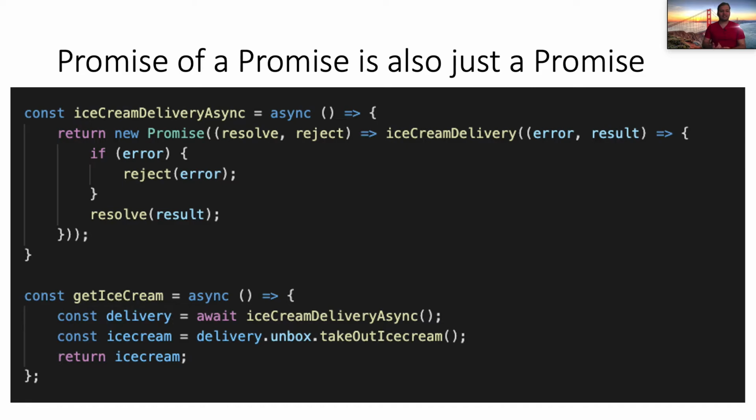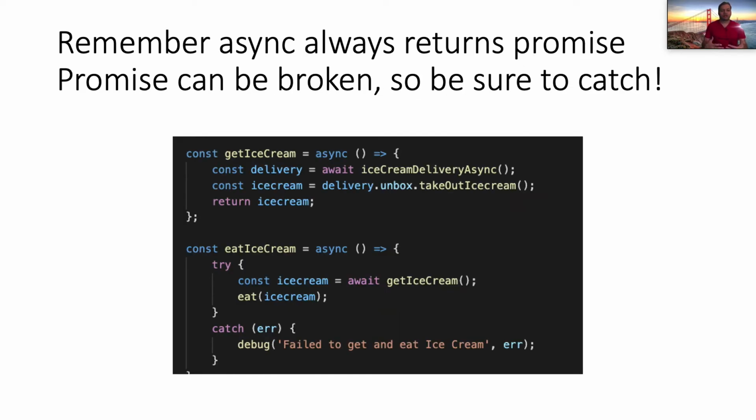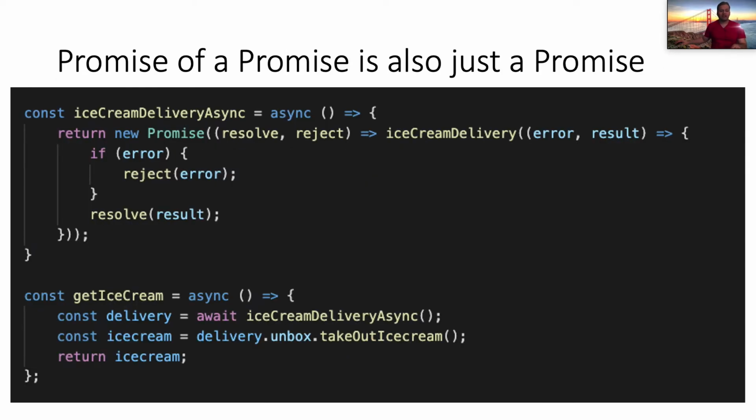And so remember, this async function will return the promise. So if you're going to want to eat this ice cream, you're not yet getting the ice cream, you're getting a promise, because you're going to wait on the delivery and then unbox it and take it out and then return it. That's the promise, that you're going to do all that. So if you remember that async functions always return a promise, promises can be broken. So if you notice here, I did not catch whether the ice cream delivery async function is broken. But that's because I'm going to catch on the get ice cream. Could I get the ice cream or not eventually?